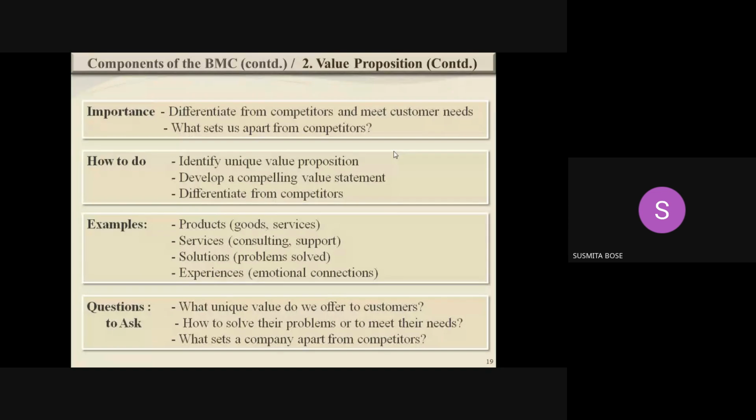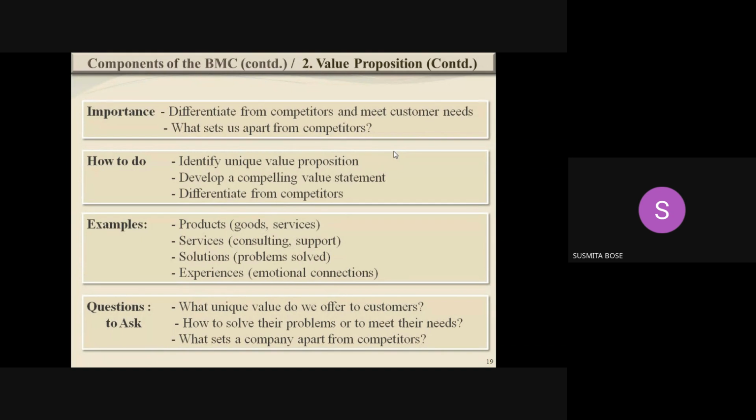How to do this? When you are asking yourself these questions, you'll have to identify a unique value proposition. You'll have to develop a compelling value statement, and you'll have to differentiate from competitors. Then you have to offer something different, something new, something unique that your competitors are not doing. That homework you will have to do. You have to jot down what the competitors are doing in the same field, and what else I can do, what new I can do.